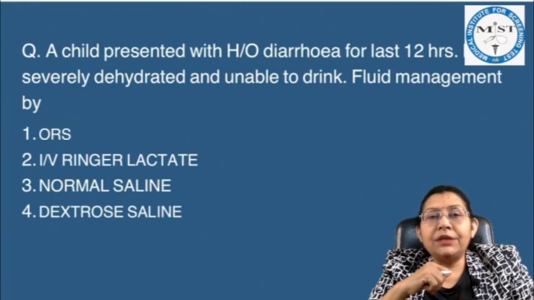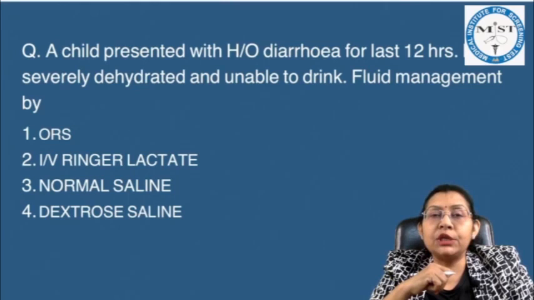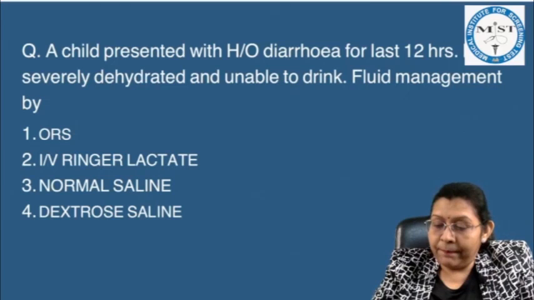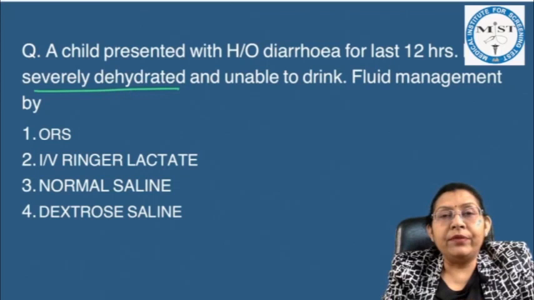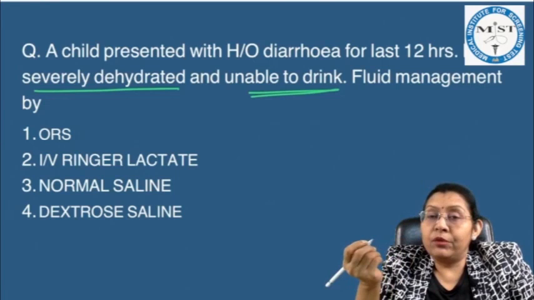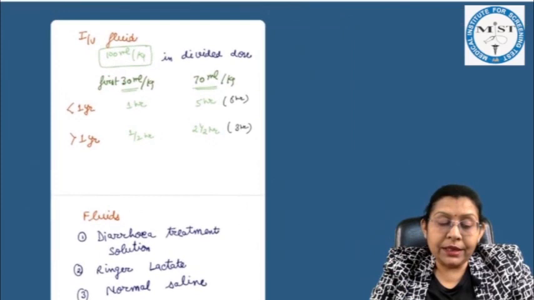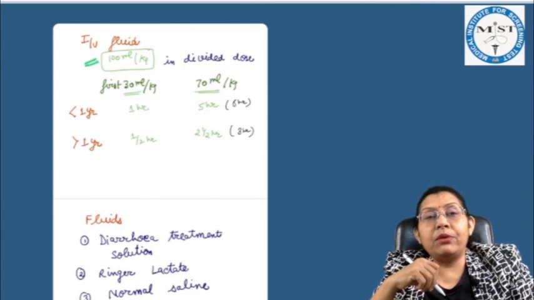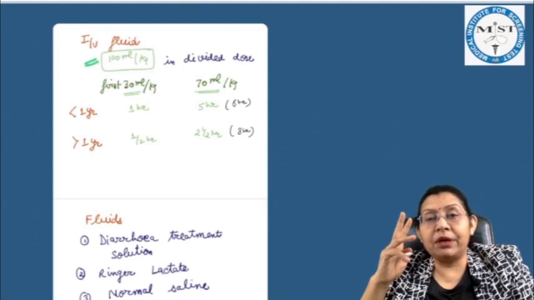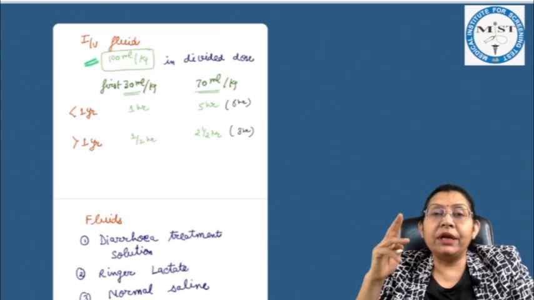A child presented with a history of diarrhea for the last 12 hours, severely dehydrated and unable to drink. So here the keywords are that the baby is severely dehydrated and unable to drink. So obviously if the baby is not able to drink, then we have to manage by giving IV fluids. And this we had discussed in our classes also, that in severe diarrhea we give IV fluid. Total IV fluid amount is 100 ml per kg to be given in 2 divided doses. The first 30 ml per kg to be given in half to 1 hour, and the next 70 ml per kg to be given in 3 to 6 hours depending upon the age of the baby.